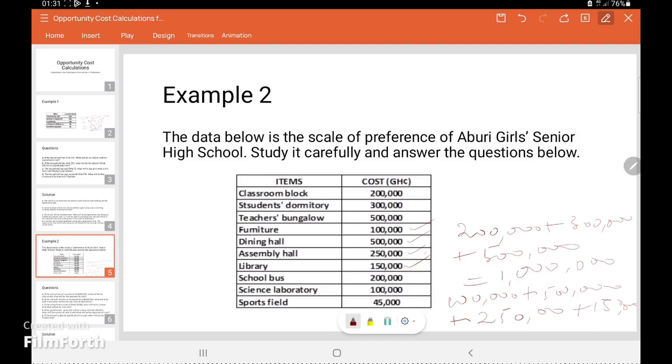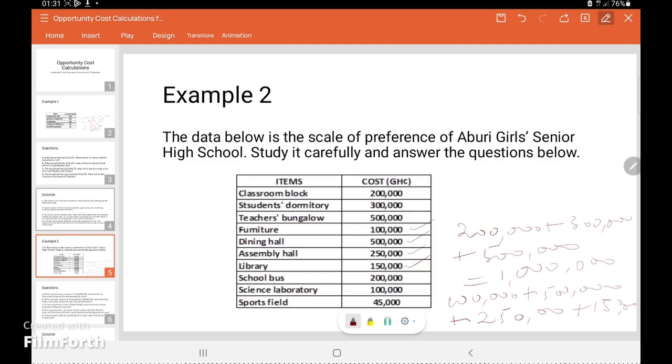So when we add these values, we'll get 1 million Ghana cedis. Therefore, the opportunity cost of Brick Girls using the 1 million Ghana cedis to buy classroom block, student dormitory, teacher's bungalow will be furniture, dining hall, assembly hall, and library. And that will be the opportunity cost.